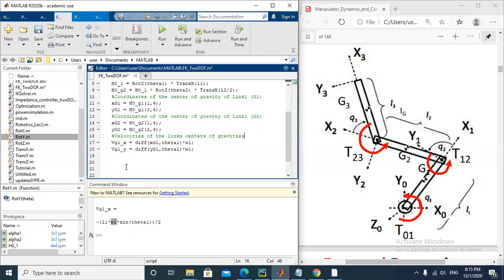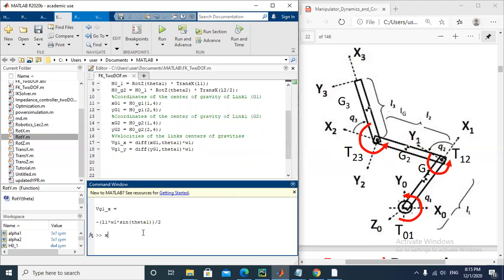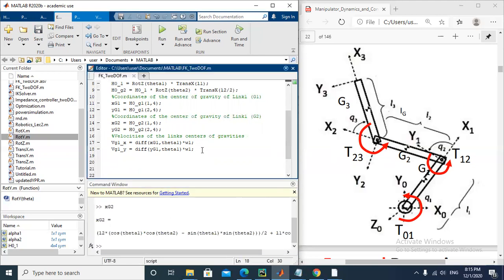Here we are basically simplifying the velocities of the centers of gravity on all the links. Now let's look at how you find Vx of point G2. Let's look at xg2. What is xg2? It is a multivariable function of theta 1 and theta 2. So how do you get that? Vg2x is equal to the partial derivative of xg2 with respect to the first variable multiplied by omega 1, plus the partial derivative of xg2 with respect to the second variable multiplied by omega 2.